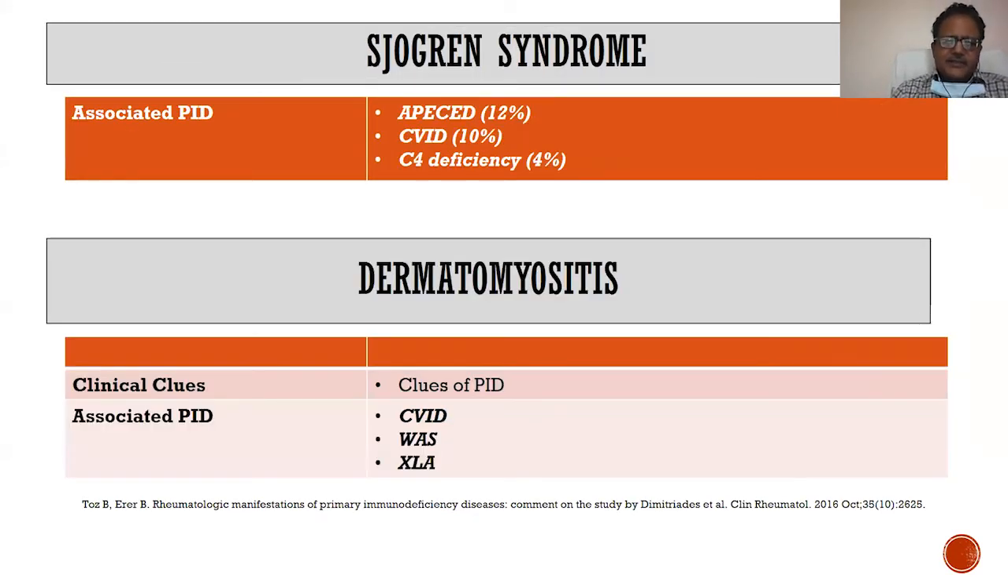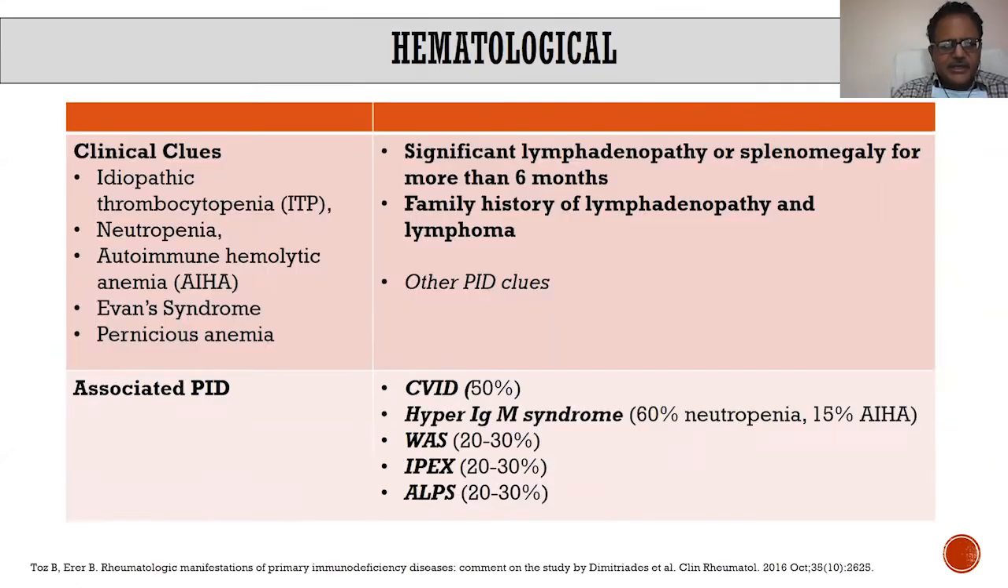So they can present with Sjogren syndrome. Sjogren syndrome can also have PID. Dermatomyositis can also be associated with PID. Coming to hematological, rather than the well-characterized autoimmunity, the hematological disorders are much more common. ITP, neutropenia, AIHA are seen in diseases like CVID and hyper IgM. In fact, they may be a part of the disease spectrum of the PID.